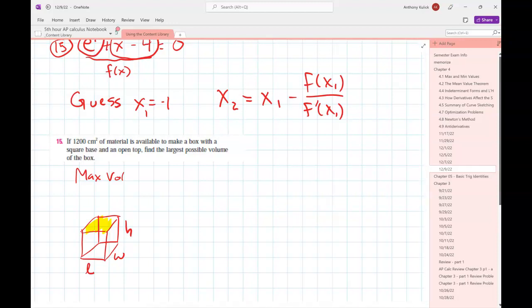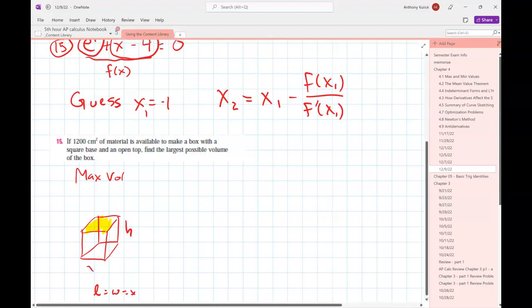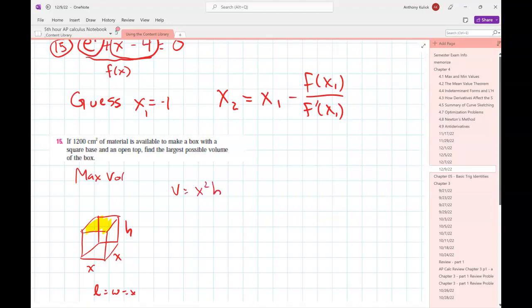So one thing I know is that the base of the box is a square, so length and width are actually equal. So I'm just going to call those x's. So my volume is x squared h. Now what's the problem with this? I have two variables, right? I have the x and the h in there. So I'm going to try to find a way to rewrite h in terms of x.